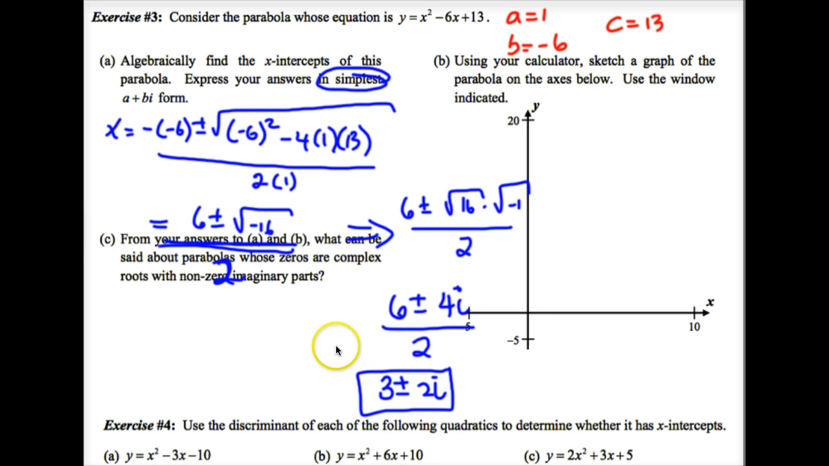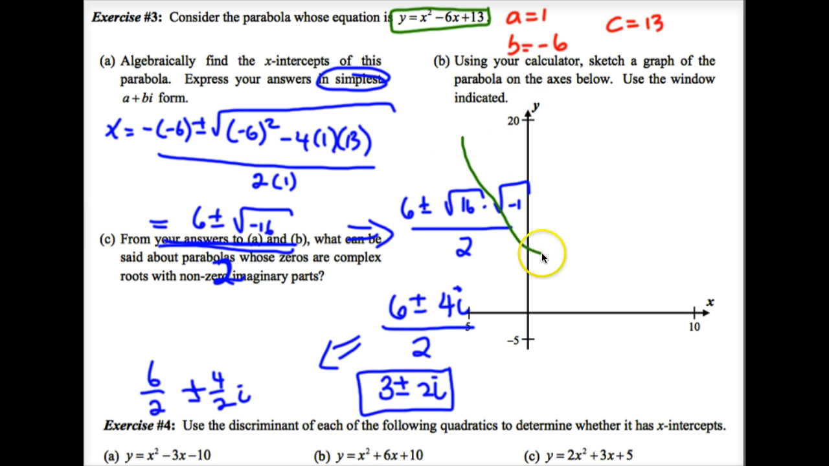Remember, this from here is the same thing as 6 over 2 plus or minus 4 over 2 with the i. I just simplify these, just to clarify that. Now it says, using your calculator, sketch the graph of the parabola. So go to your graph, enter this, and you're going to use these windows. You should have a parabola that's something like this. Should be a little better, but it's something similar to this.